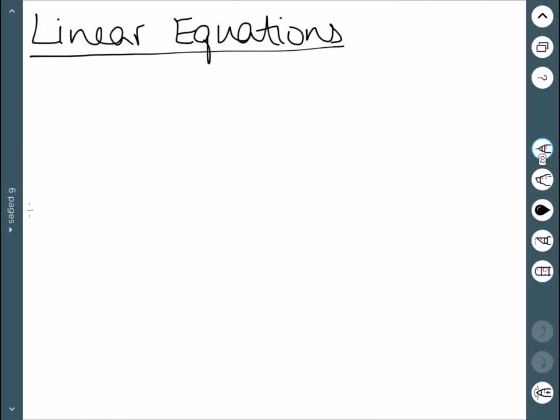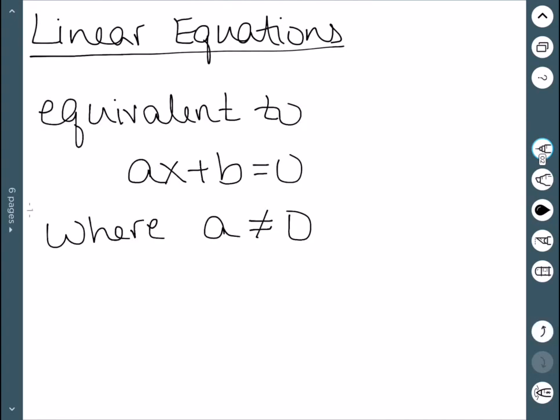We'll now look at solving linear equations, which is a particular type of equation. These are equations that are equivalent to something of the form ax plus b equal to 0, where a is not 0. So in particular, we only need one variable, and it shouldn't be raised to any powers or anything like that. And that's going to be a linear equation. So we'll look at a few examples of solving these.